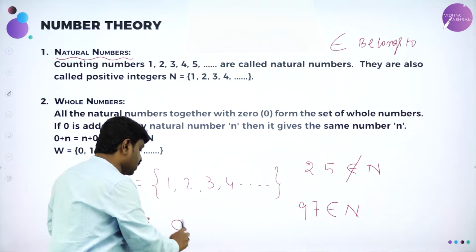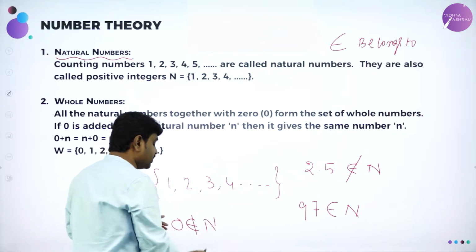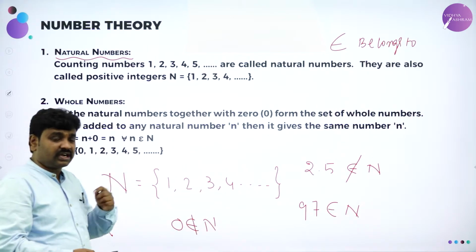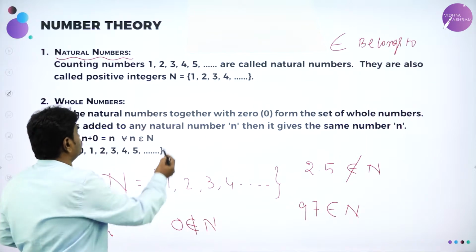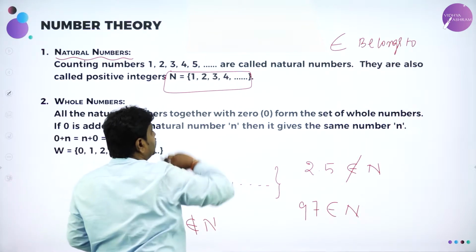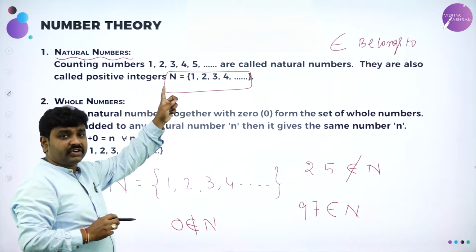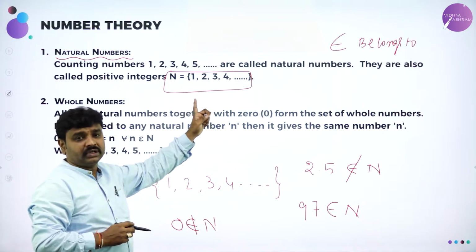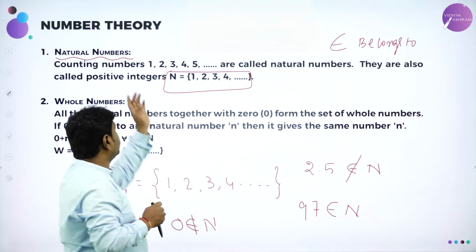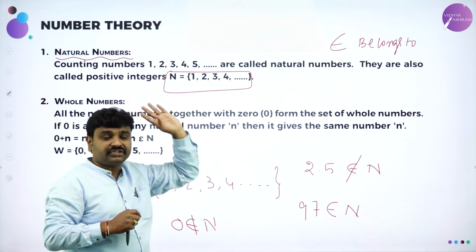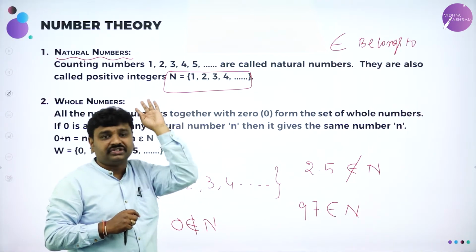But 0 does not belong to natural numbers. Decimals do not belong to natural numbers. Fractions like 2 by 3, rational numbers, are not natural numbers. Now first, what are natural numbers? Numbers of the form 1, 2, 3 till infinity. So the first natural number is 1. Natural numbers start from 1. So now the first system is studied. Counting numbers 1, 2, 3, 4, 5 are natural numbers. They are also called positive integers. We can also call them positive integers.